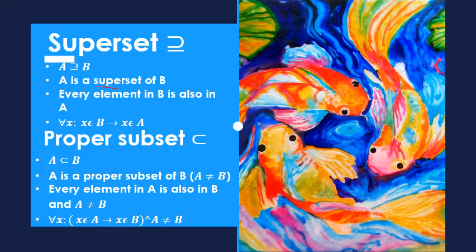Proper subset. A is a proper subset, with this symbol. We have A is a proper subset of B. So every element in A is also in B, such that A should not be equal to B. So for every x such that x is an element of A, x is also an element of B, and A is not equal to B.